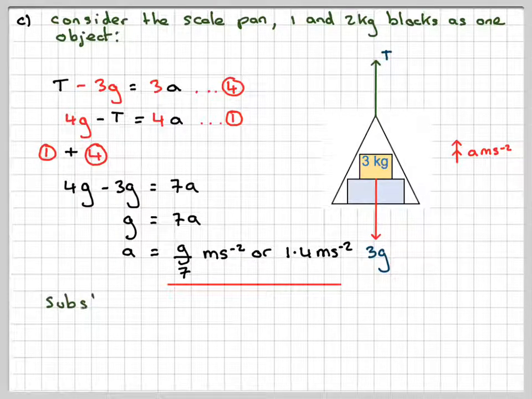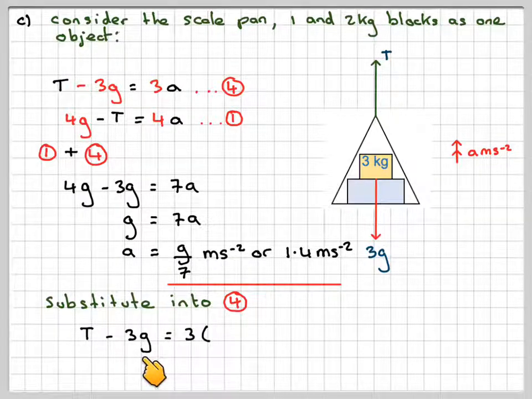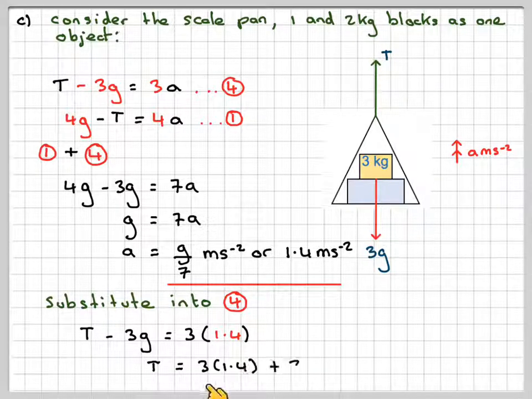Okay, so now substituting the value of a back into equation 4, we're going to have T minus 3g is equal to 3 times my value of a, which is 1.4. So it gives me T will be equal to 3 times 1.4 plus 3g, which will give me that T is 33.6 newtons. So the tension in the string is 33.6 newtons. The acceleration of the system is 1.4 meters per second squared.